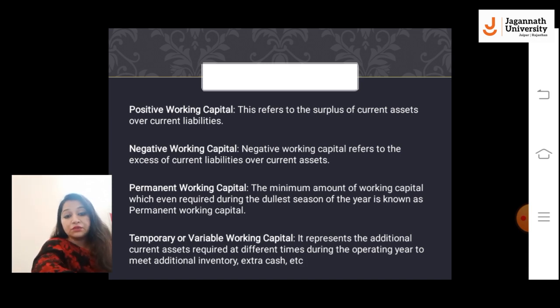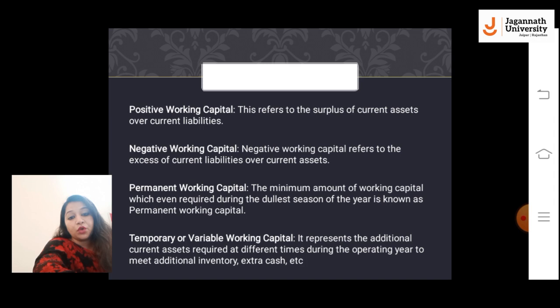What is seasonal working capital? Seasonal working capital means the capital required to meet the seasonal demand of the enterprise. Like in summers, there is a demand for coolers and AC. In winters, there is a demand for woolens. So such industries require seasonal working capital.